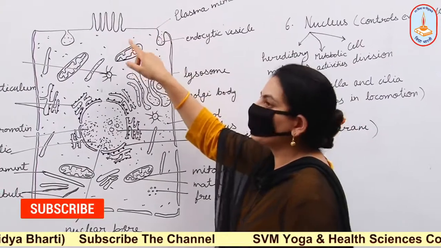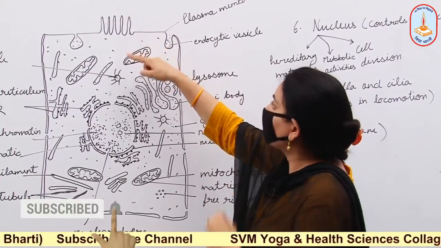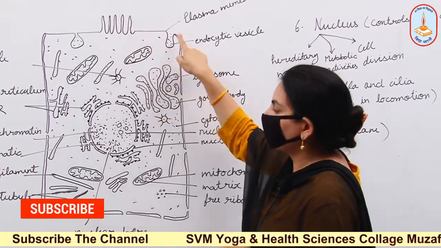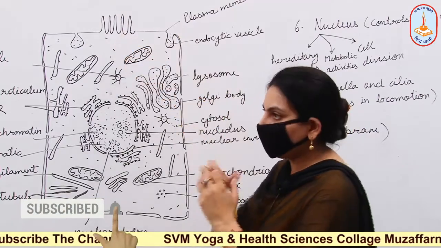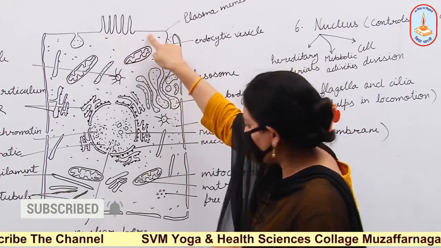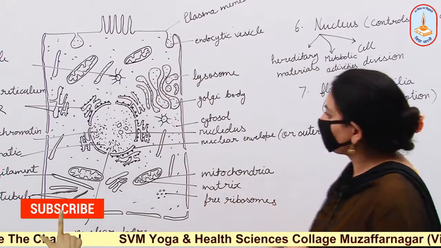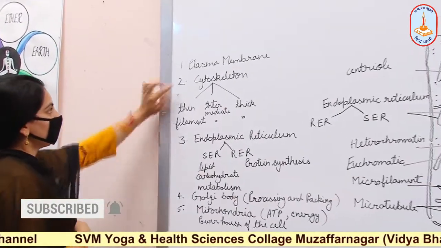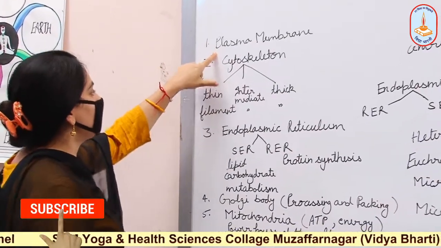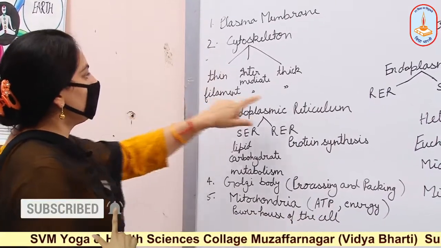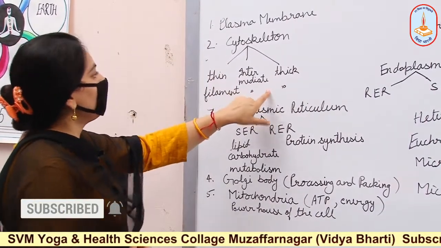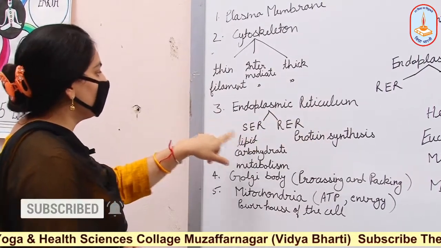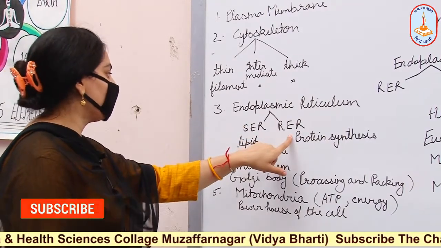Sometimes the plasma membrane has crystal or microvilli-like structures that increase the surface area of the cell. If we open it out, it increases the surface area of the cell. Now these are some steps. First we have taken the plasma membrane, then the cytoskeleton. This is of three types: thin filament, intermediate filament and thick filament. Now next is the endoplasmic reticulum, that is divided into two, smooth endoplasmic reticulum and rough endoplasmic reticulum.